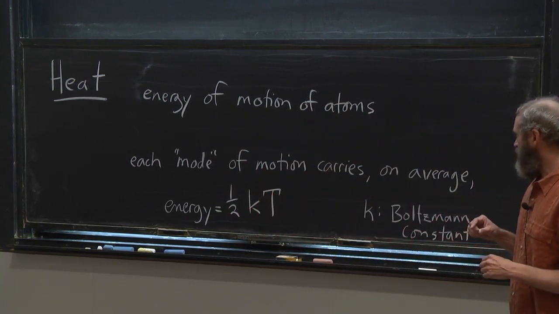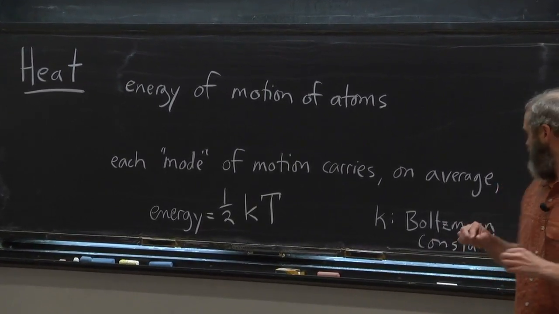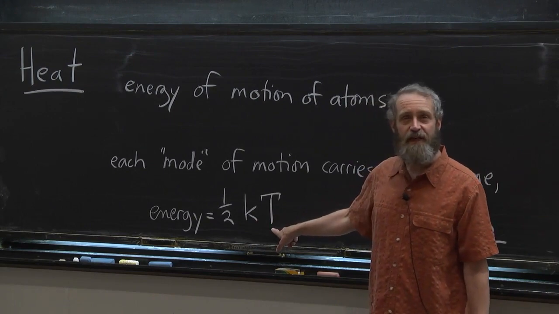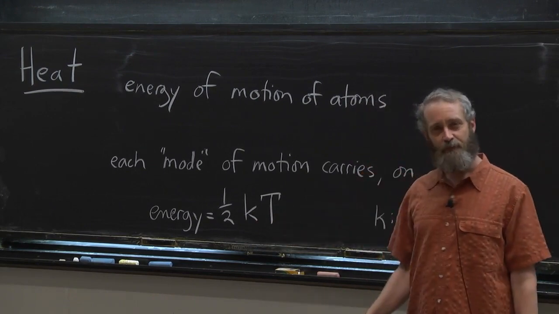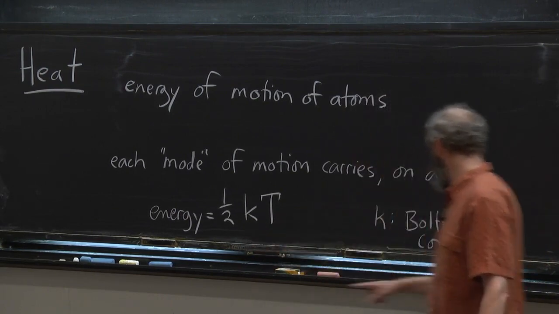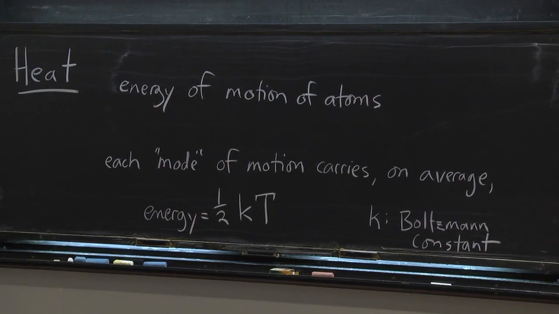So it turns out that each mode of motion of the atoms contains, on average, 1/2 kT of energy. So this is actually how the temperature is defined. This T is the temperature. k is the Boltzmann constant. It's just a number you can look up in a book that doesn't change.